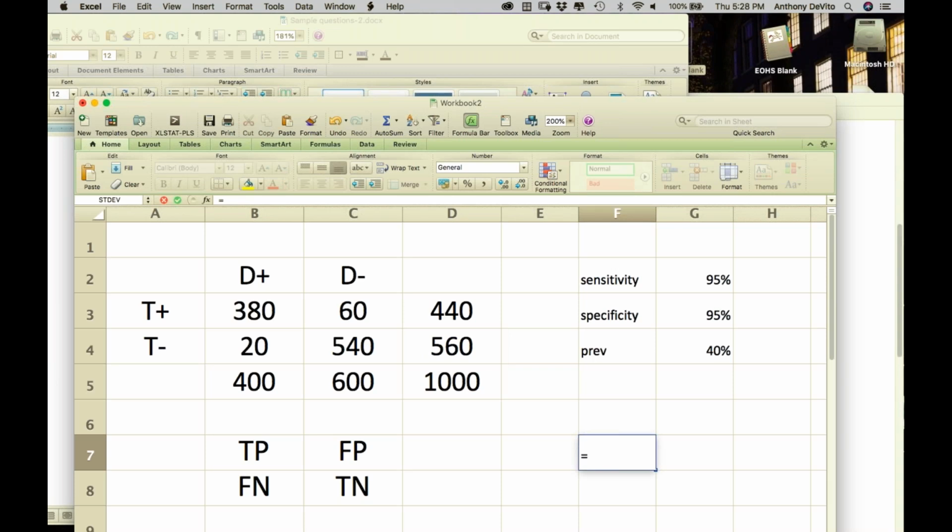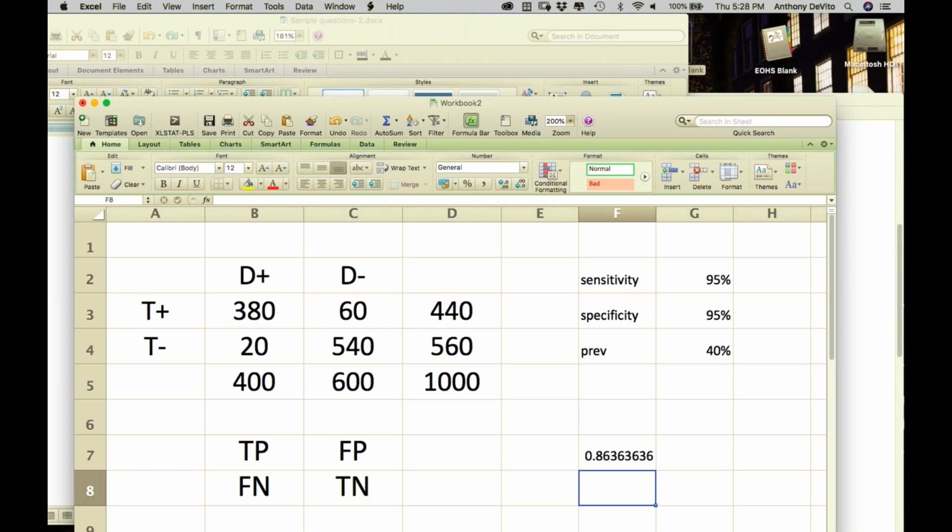How many people tested positive? And how many of them actually have the disease out of those? Right. So it's 380 divided by 140, or you're 86% certain to have the disease. Probability you have the disease is 86%.